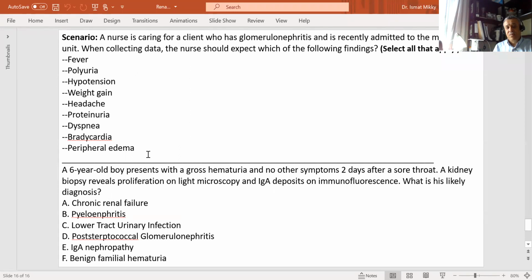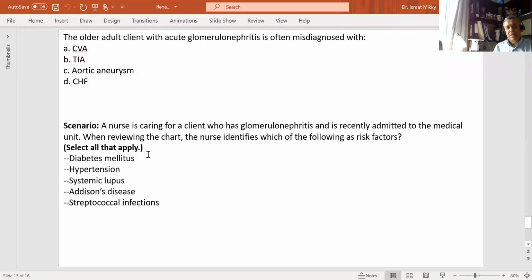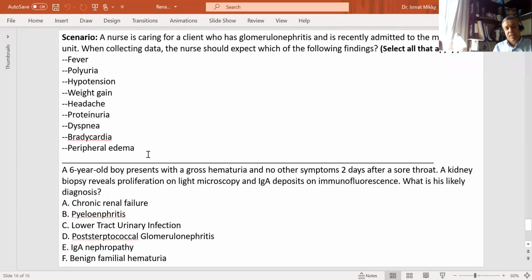The answer to this question would be Addison's disease. And the next question, the answer is polyuria, hypotension, headache, dyspnea, and bradycardia.